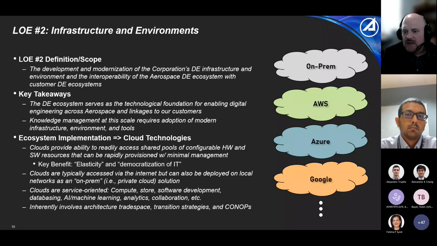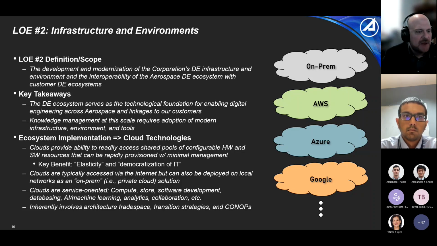A couple key takeaways for us is that the digital engineering ecosystem does form that technological foundation, enables digital engineering across Aerospace and linkages to our customers. And really what we're talking about, if you're going to do knowledge management at this scale, it's going to require the adoption of modern infrastructure, environment, and tools. And what that means in practice is adoption of cloud technologies to a significant extent.